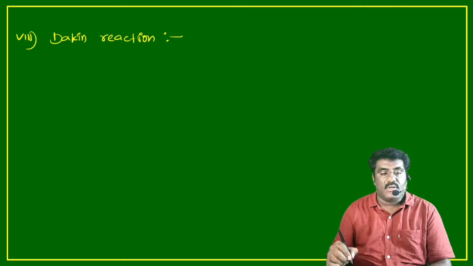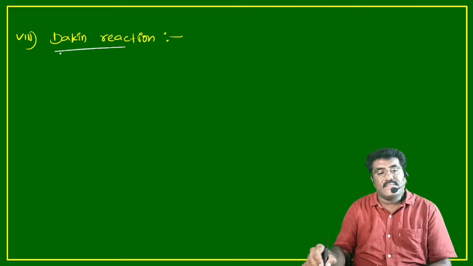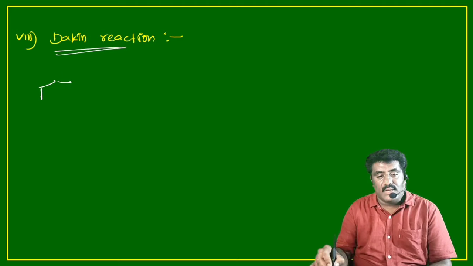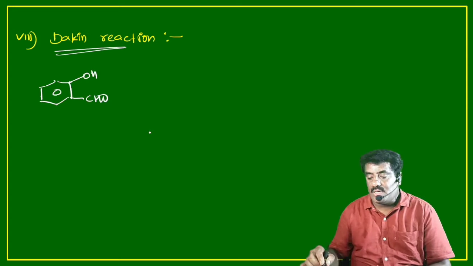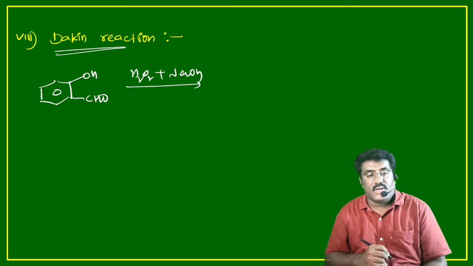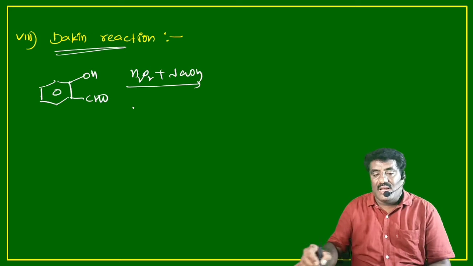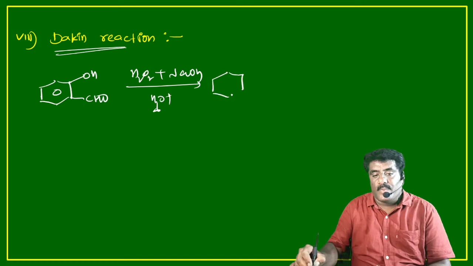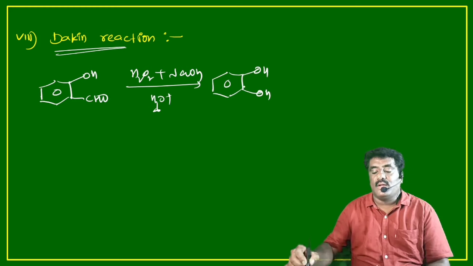Let's move on. Last method, Dakin reaction. What is Dakin reaction? Orthohydroxybenzaldehyde in presence of hydrogen peroxide, H2O2, and NaOH, hydration, gives catechol. The aldehyde is converted to alcohol. It is a catechol.